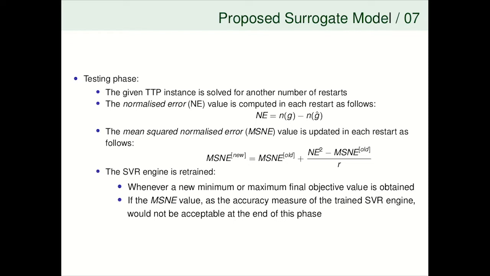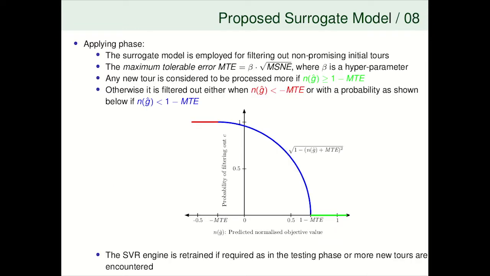In the testing phase, the given TTP instance is solved for another number of restarts, and in each restart, the normalized error value is computed and the mean squared normalized error value is updated as a moving average measure using this formula. The SVR engine is retrained in this phase whenever a new minimum or maximum final objective value is obtained. The MSNE value is the accuracy measure of the trained SVR engine, and it may not be acceptable at the end of this phase. In the applying phase, the surrogate model is employed for filtering of non-promising initial tours as expected.